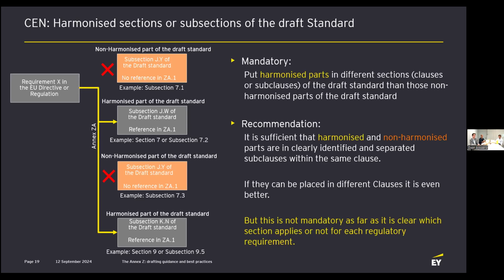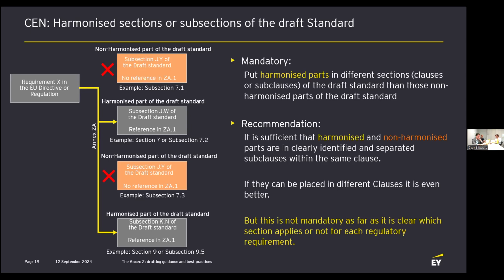But then the following section, for example 3.7 or 3.8 of the draft standard, is giving a requirement that helps us to implement the essential requirement 4.7, for example.